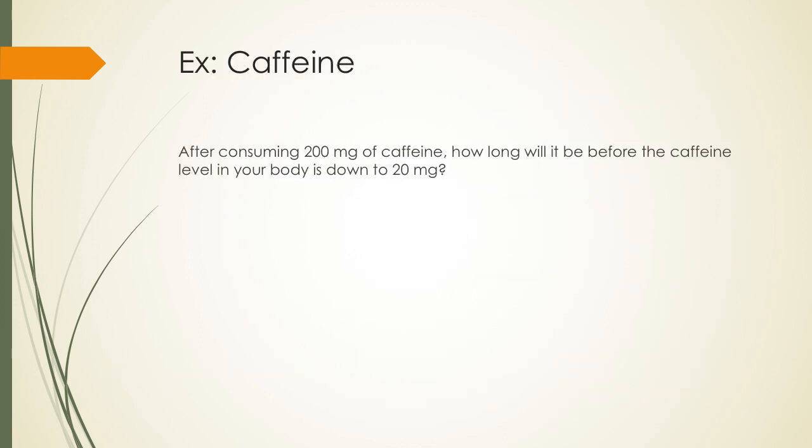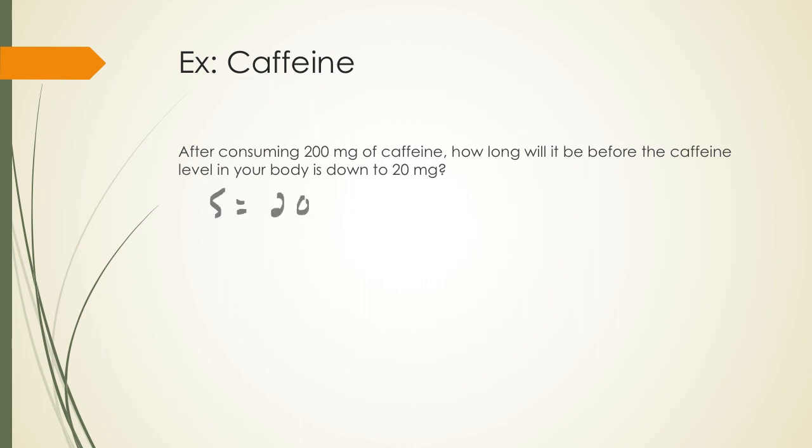We can use logarithms to help us with the following question. Suppose you consume 200 milligrams of caffeine, say from drinking 2 strong cups of coffee. How long will it be before your caffeine level is down to 20 milligrams? In an earlier problem, we learned that the typical body metabolizes caffeine at a rate of 17% per hour. Using this, we get the following equation for caffeine in the body.